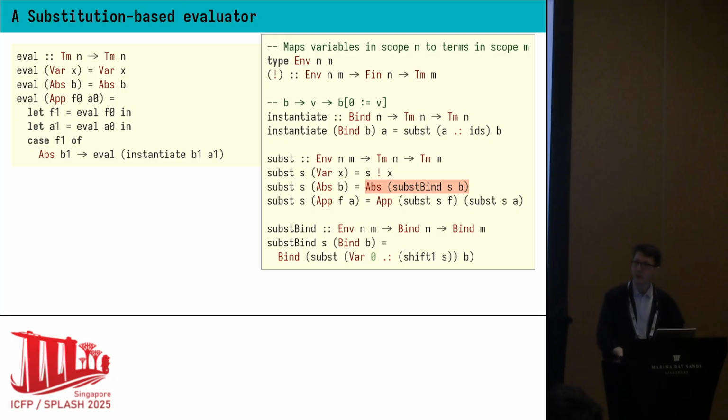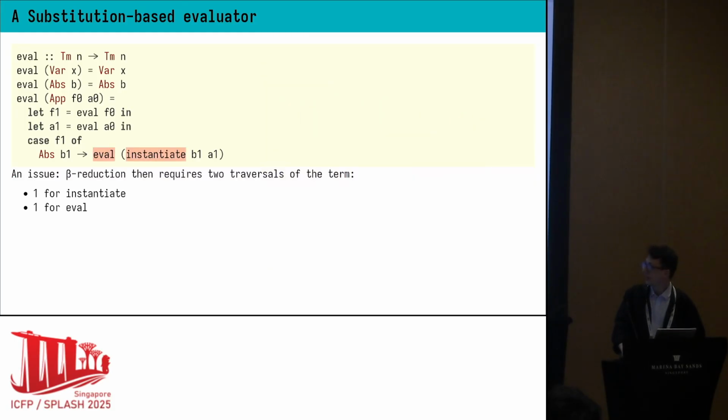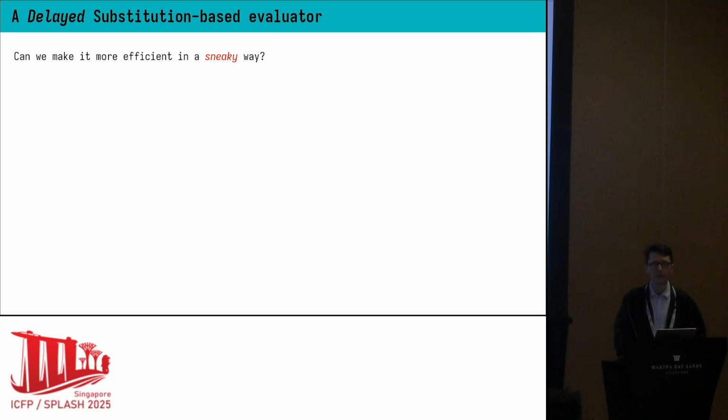So now we have another implementation, which again is working just fine, but we've introduced another issue here. Namely, to do this reduction, we now have to walk the body of the abstraction twice. Once to do the instantiation, and once to actually reduce the things we got from the instantiation. And as you can guess, walking through the term twice is inefficient. So is there a way to make this implementation more efficient? Well, more than that, I'd like it to be more efficient in a sneaky way. What do I mean by that?